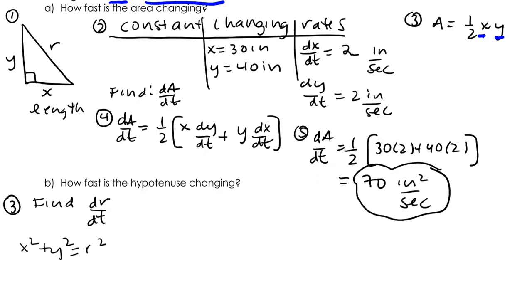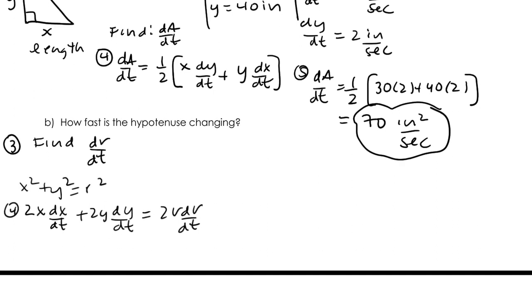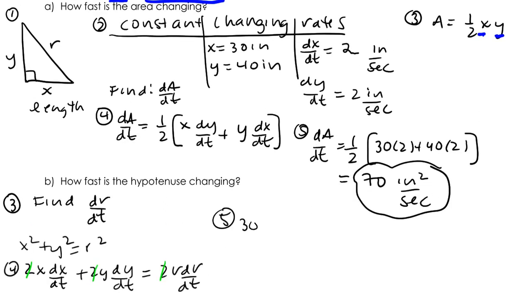Okay, on to step 4, finding the derivative. It's going to be 2x, and then the derivative of x is dx/dt. Remember, we're taking the derivative with respect to time. Plus 2y dy/dt equals 2r dr/dt. Okay, I hope you guys are seeing that all these 2's cancel. That's always nice. And now we're going to start subbing some numbers in. So now we're on to 5. Look at our chart up above. X is 30, dx/dt is 2. Y is 40, dy/dt is 2.